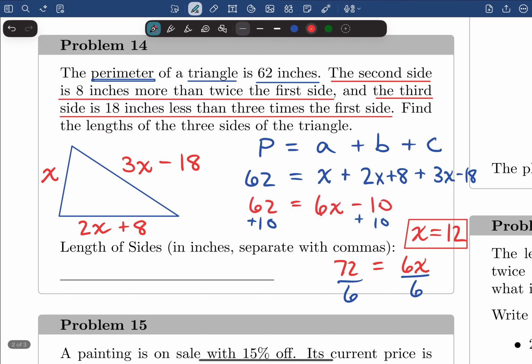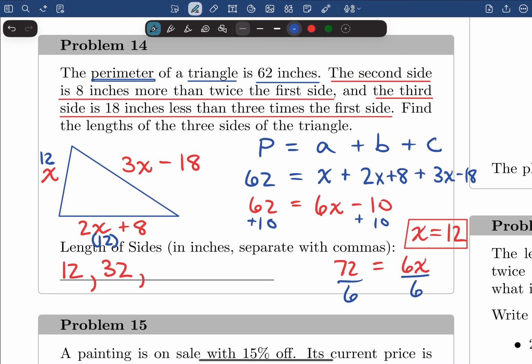Okay, so the first side length is 12. Now what we can do is take that knowledge and plug it in for the second side length that we wrote. So this is 2 times 12 plus 8, right? X becomes 12. And 2 times 12 is 24, and 24 plus 8 is 32. So that's the length of the second side.